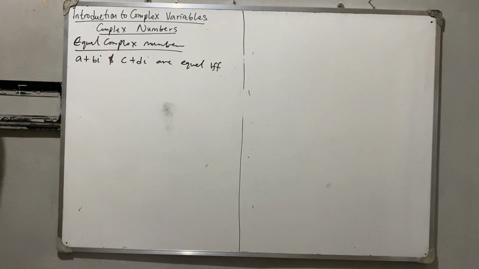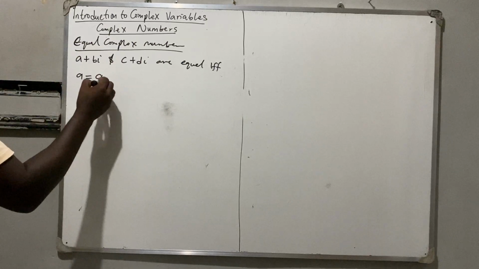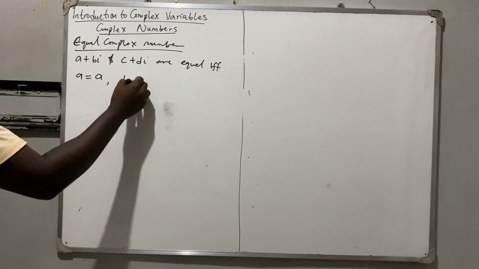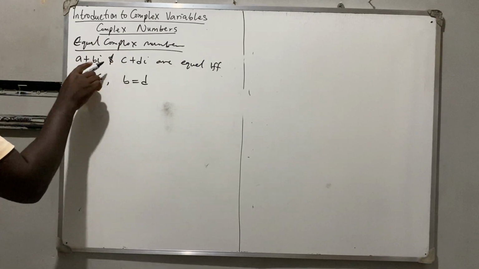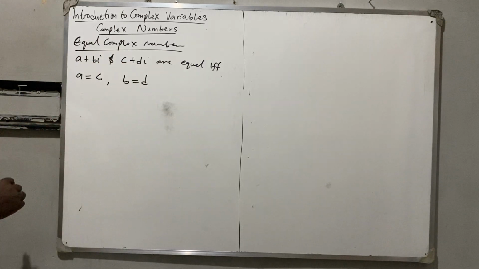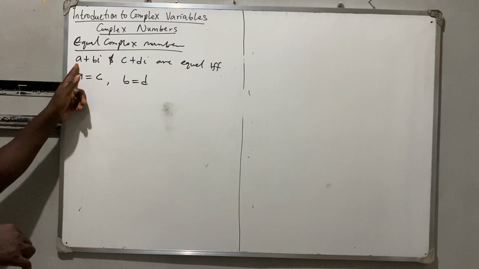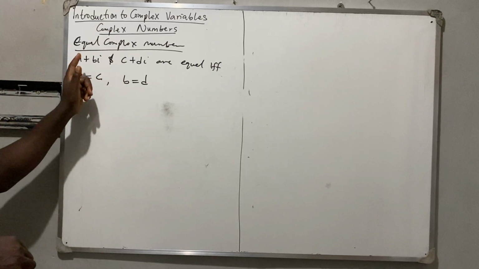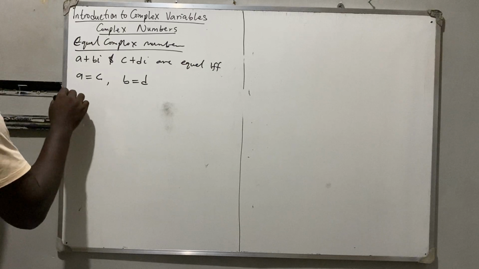The only condition they will be equal is that the real part a is equal to the real part, and the imaginary part b is equal to the imaginary part. Sorry, a, the real part, is equal to c, the real part, and the imaginary part b must be equal to d. So that is when we conclude that complex numbers are equal. The only way they will be equal is if the real of this one is equal to the real of this one, and the imaginary of this one is equal to the imaginary of this one. So we can prove that. Let's check if it is true.